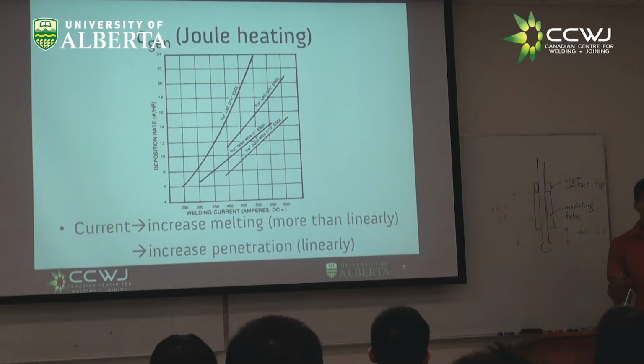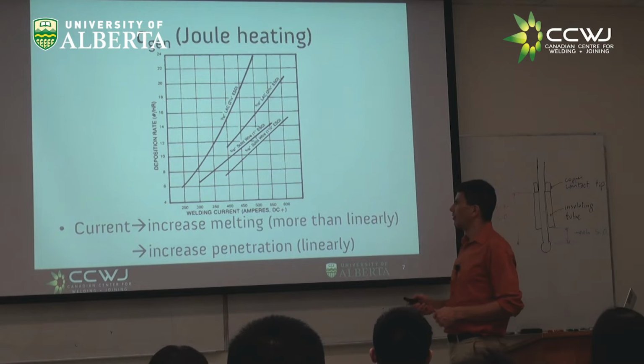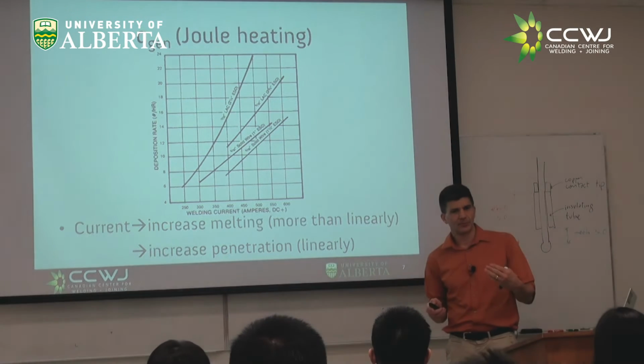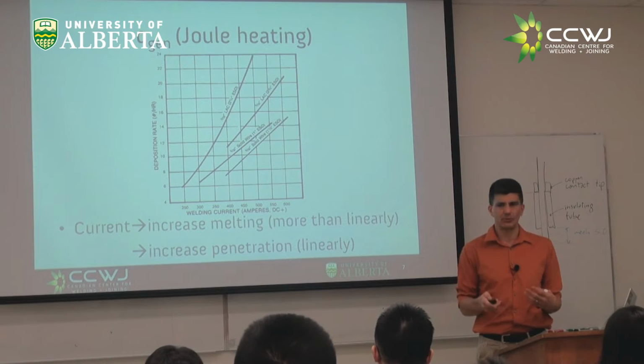Now, here's the catch. You can put a lot of wire with low current, but then you might have penetration problems, right? So there's always a balance of things. All right. More stick out gives you more deposition rate. And you know this by intuition. I want to form your intuition before we do any formulas.